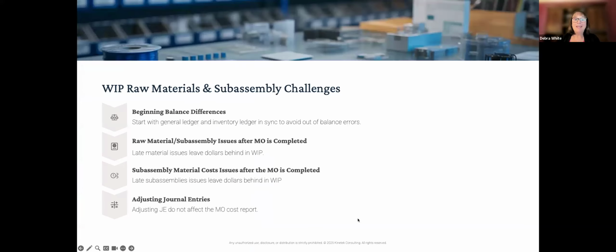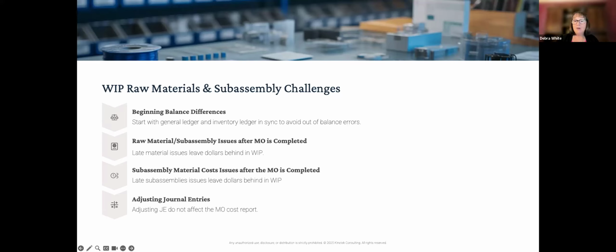Now we're going to get into the work in process challenges. And for each direct cost, there's a separate set of challenges. First, beginning balance. Always make sure your beginning balances are in sync. Second, you have to look for any transactions that may have been entered late. So with raw materials or subassembly issues, if they're entered after the MO is closed, Costpoint's going to want to write that off as variance. So just something to keep in mind. Any late transactions are going to hit your variance account.